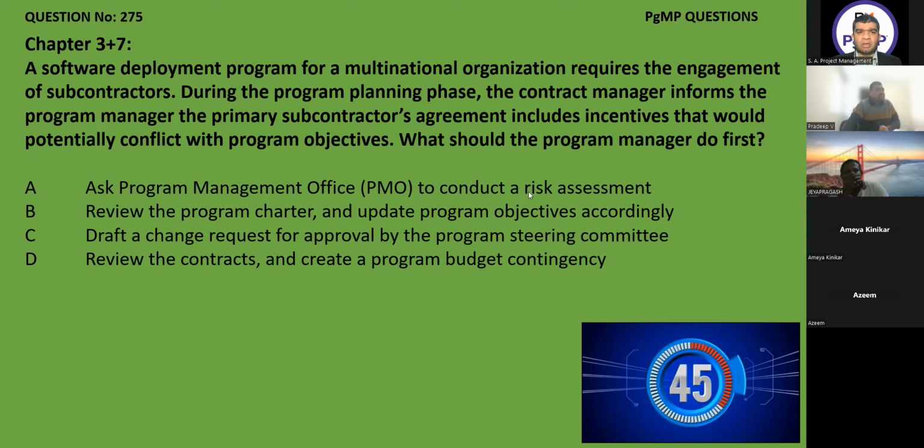So what should the program manager do first? Review the program charter and update the program objectives accordingly. This is possible because he is just reviewing the charter. It means the program manager is doing something by himself. Okay. So we keep it as an option.